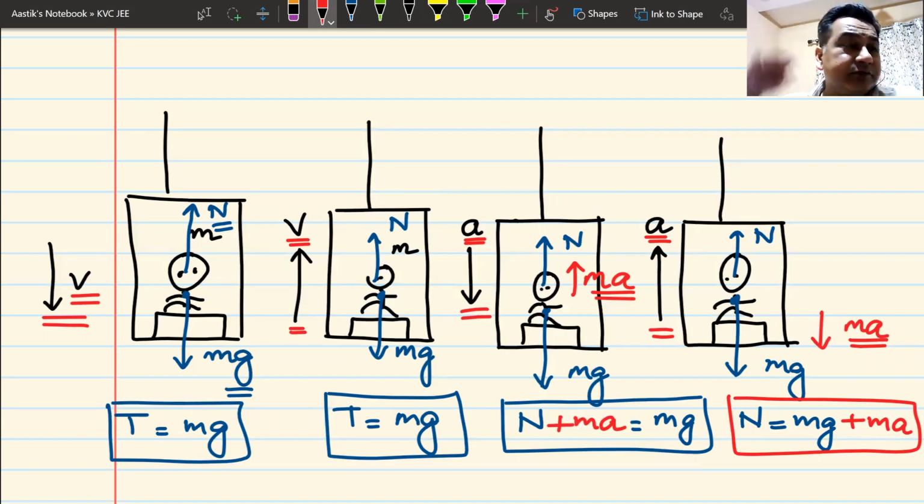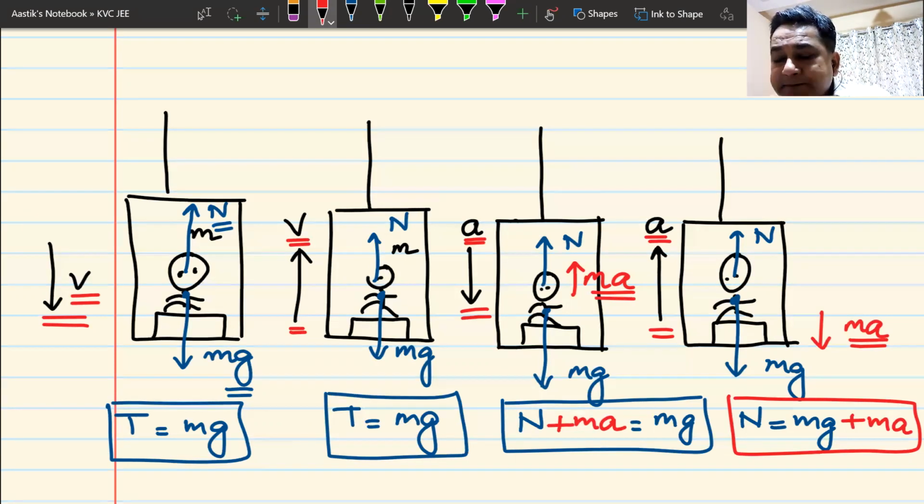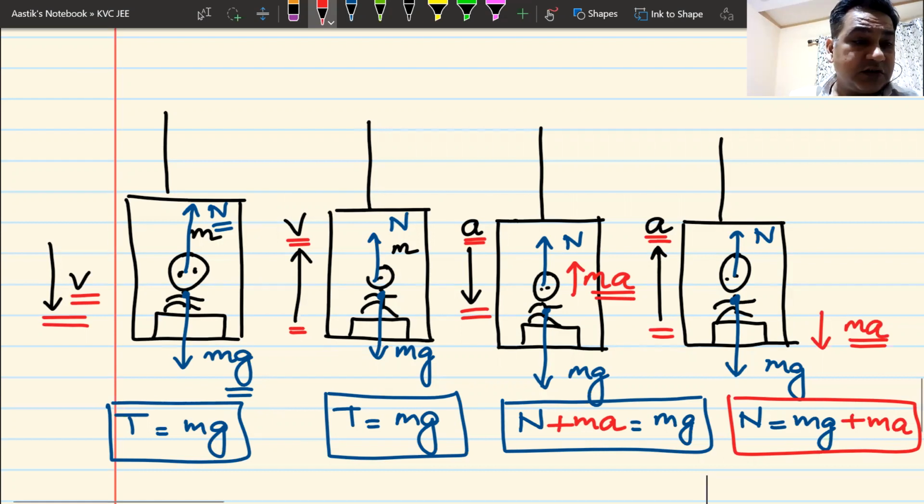Can I have a raise hand from you last time that we have understood how I made these equations? Is there any doubt from anyone? Case number 1, inertial reference frame. Case number 2, inertial reference frame. Case number 3, non-inertial reference frame. Acceleration is downwards. So pseudo force is upwards. Case number 4, acceleration is upward. Pseudo force is downward. This is how we have done questions today.